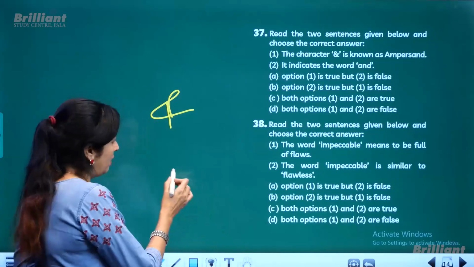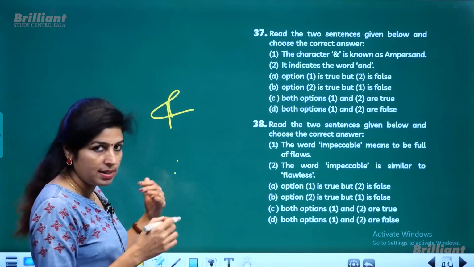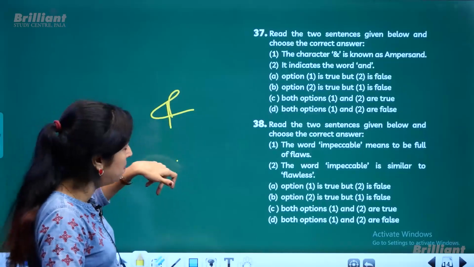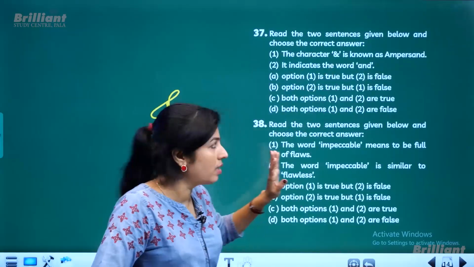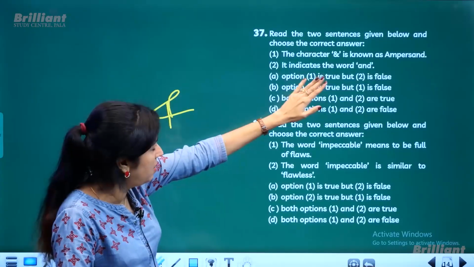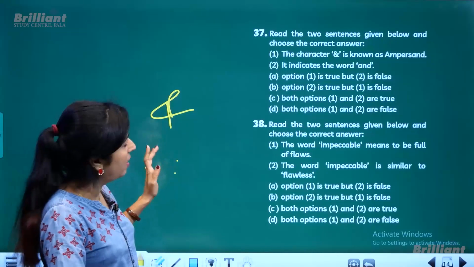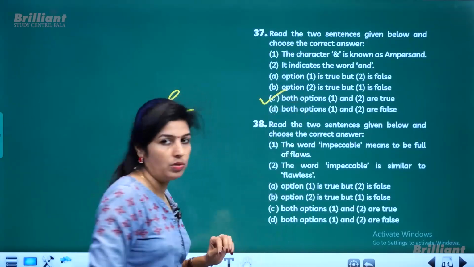Just like this we call it a colon. Okay, we call this a colon. So likewise, ampersand is the term used for the symbol. It indicates the word "and". That also is correct. So the symbol is called ampersand, that is correct, and this means the word "and". That also is correct. That means both options 1 and 2 are true.